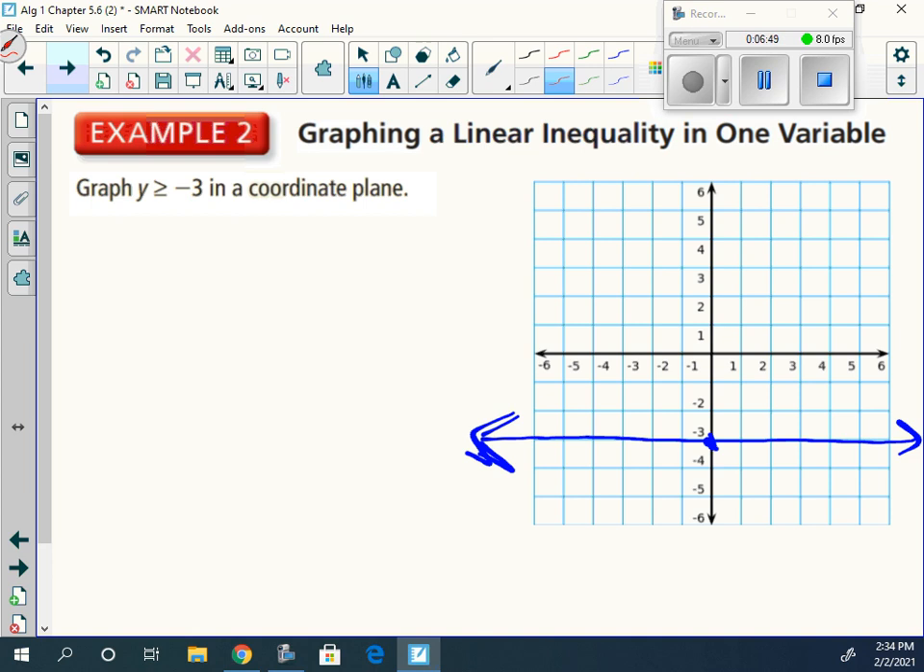I'm really confused on what we're trying to teach us, right? Because it seems like we're plotting a point and then plotting another point and then just shading it.